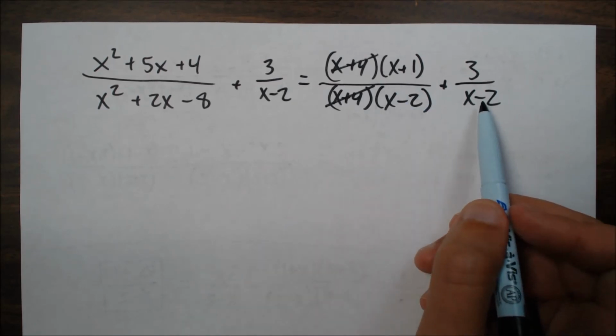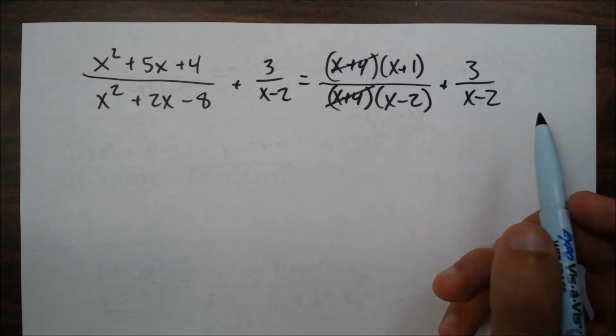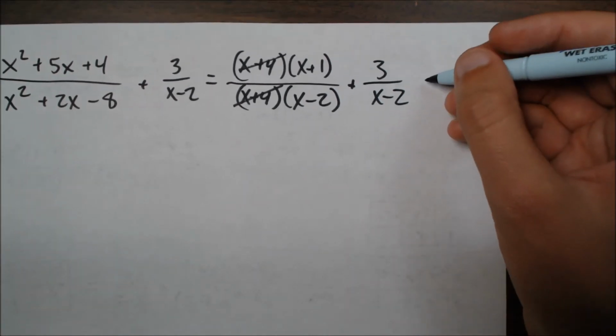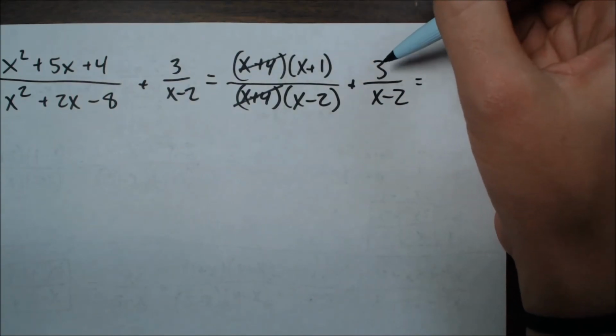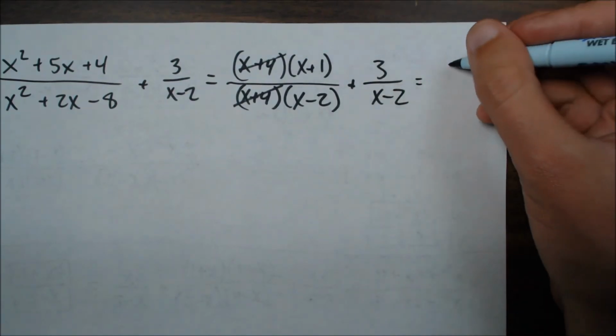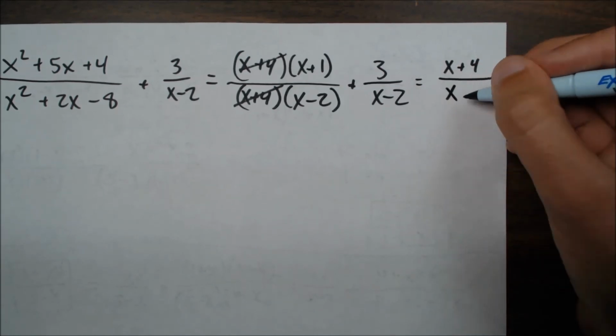Now actually what we're left with, if you look in the denominators, we have a common denominator now. So I can add these together, and that's going to give me, I can add the 1 and the 3, so I'm going to get x plus 4 over x minus 2.